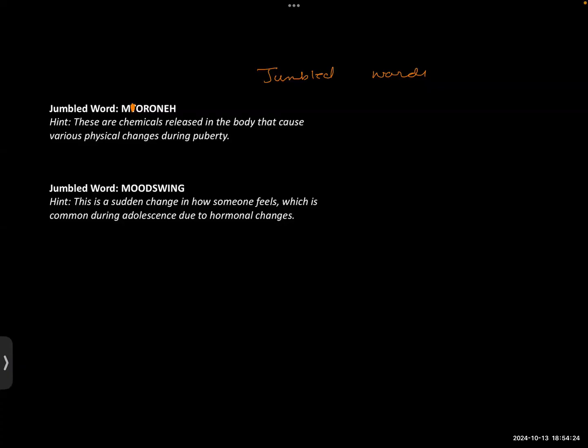Okay, but nonetheless, the answer is hormone. Because these are the chemicals that are released in the body that will be bringing about different kinds of physical changes during puberty. Okay, so that is hormones.